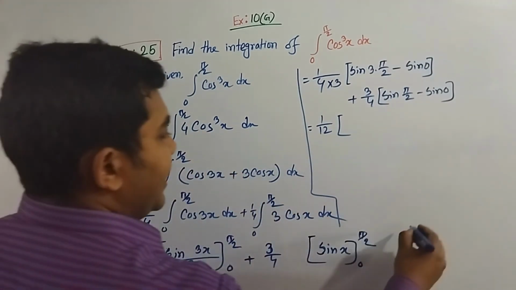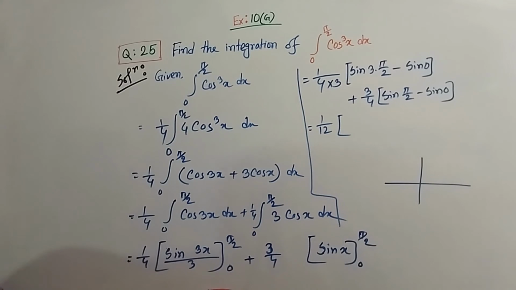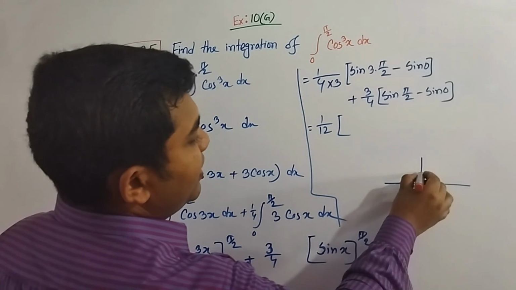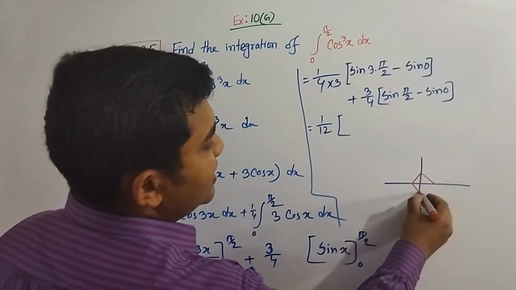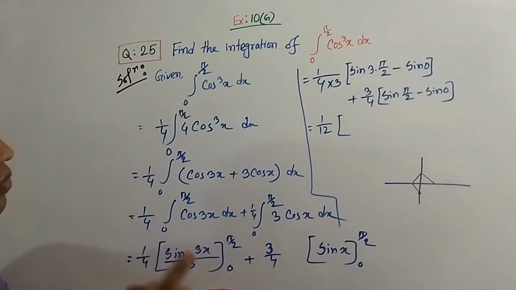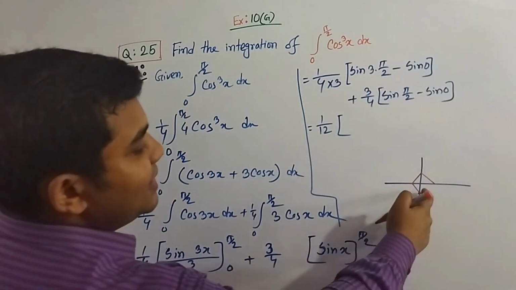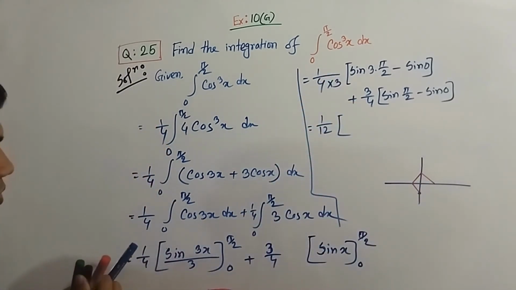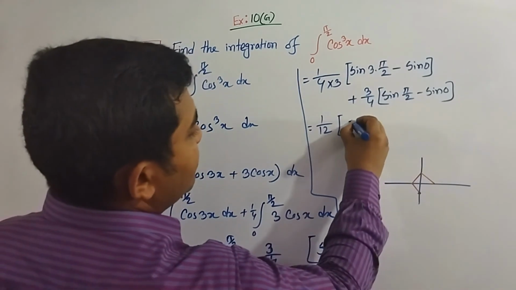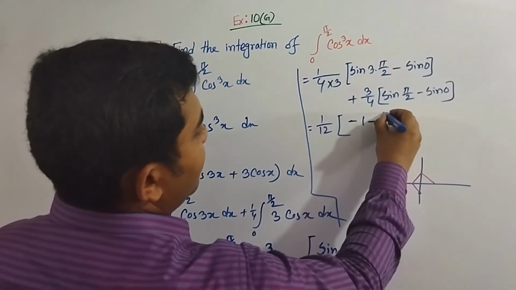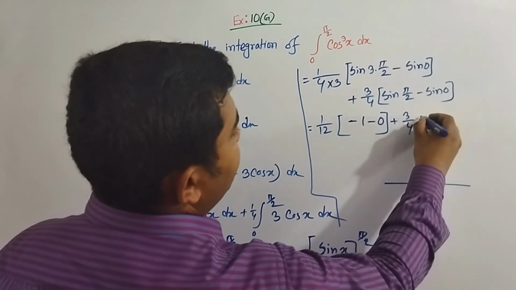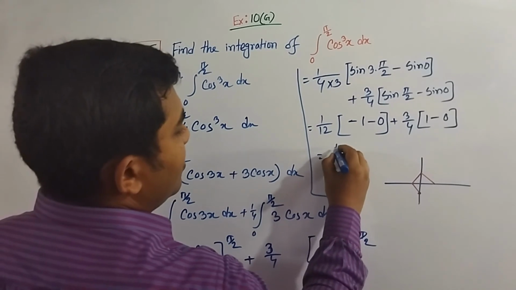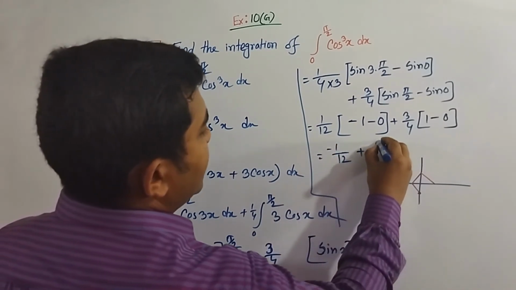We need to understand here again. Sine 3 into pi by 2, that means where is this situated? 3 into pi by 2. So 1 pi by 2, 2 pi by 2, 3 pi by 2. That means this is the position where it's situated. We know sine pi by 2 is 1, but since it is not in the positive area of the sine, it should be negative. So sine 3 pi by 2 is minus 1, and obviously sine 0 is 0. It is 3 by 4, here 1 minus 0. So we get here minus 1 by 12 plus 3 by 4.